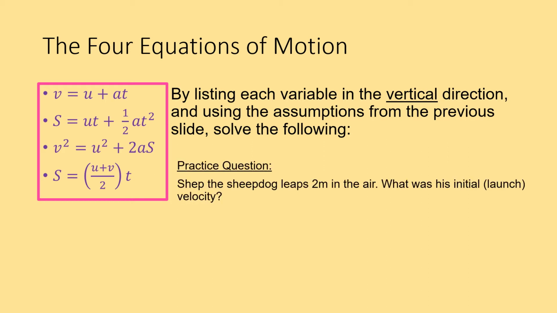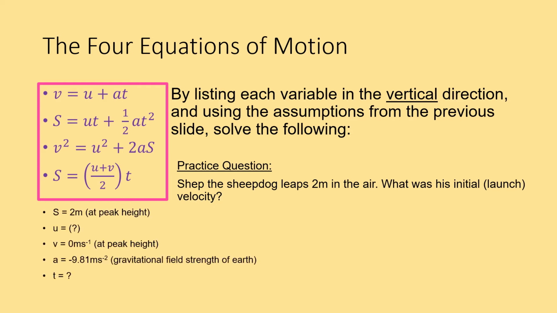Shep the sheepdog leaps 2 meters into the air. What was his initial, his launch, velocity? Okay. So the first thing we do is we write SUVAT down the side of our page, and we list out the things that we know. We know that the displacement is 2 meters. That's what it says in the question. He's leapt 2 meters into the air. We've assumed this is the peak. The initial velocity, we don't know. That's what we're trying to work out. So we put a question mark in there.